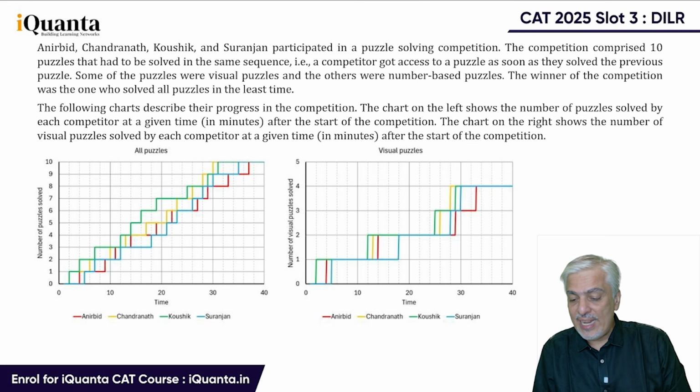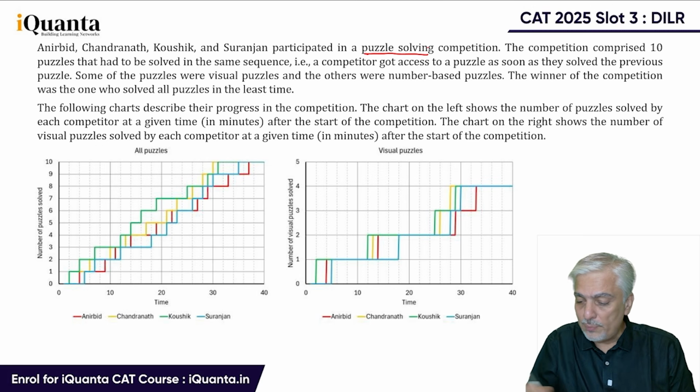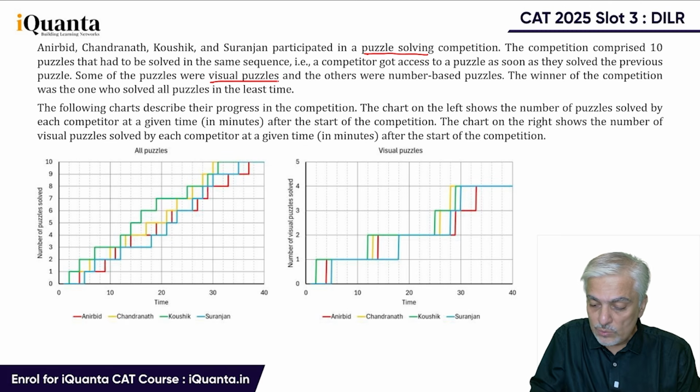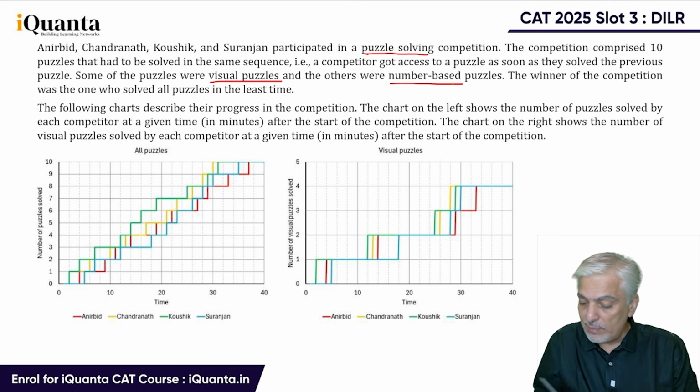A, C, K and S. So there are 4 people who participated in a puzzle solving competition. The competition comprised 10 puzzles that had to be solved in the same sequence. So 10 puzzles which are to be solved in a particular sequence only. That is, the competitor gets access to a puzzle as soon as they have solved the previous puzzle. So only after they solve the previous puzzle, they will get the new puzzle. Some of the puzzles were visual puzzles and the others were number based puzzles. So there were two types of puzzles, visual puzzles and number based puzzles.